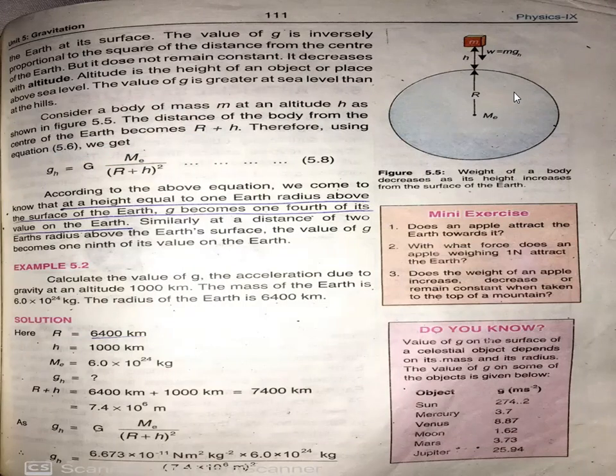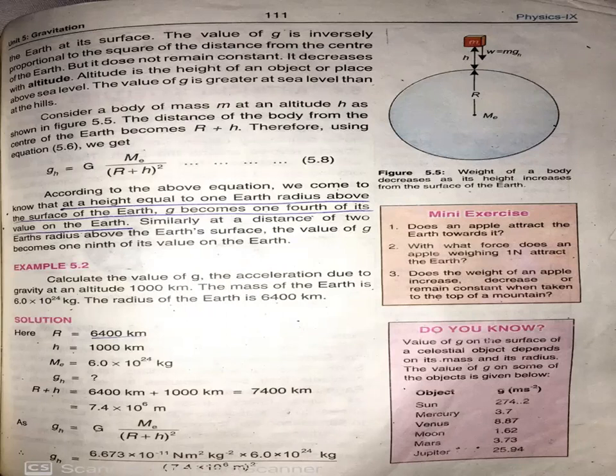W is equal to mg, where me is the mass of the earth and r is the radius of the earth. Since this body is at some height, our h will be added to r. Now I'm going to explain that as we go up and up from the surface of the earth, the value of g decreases.